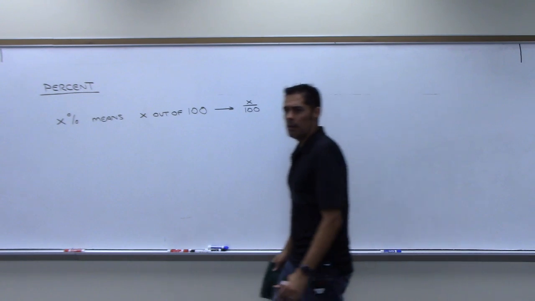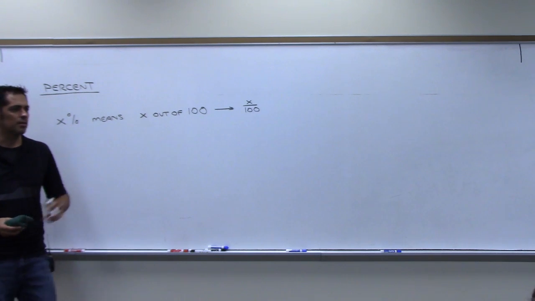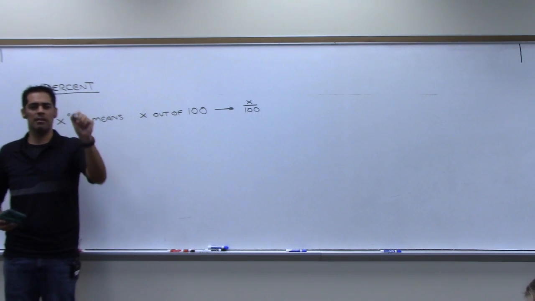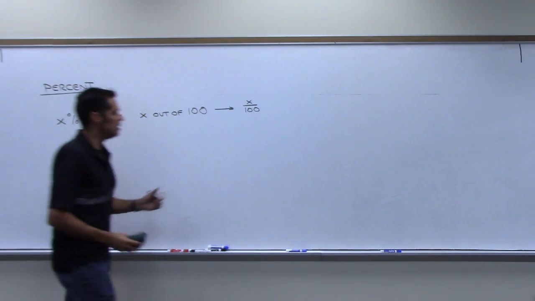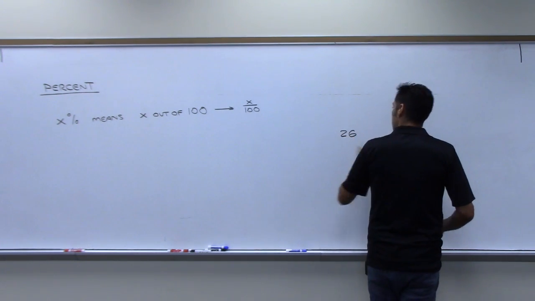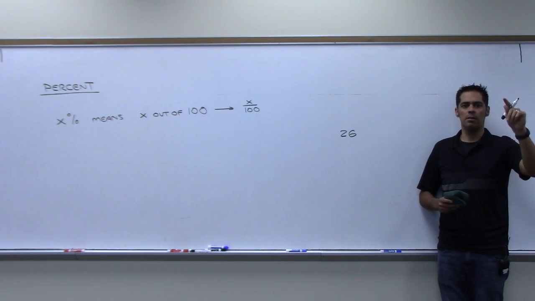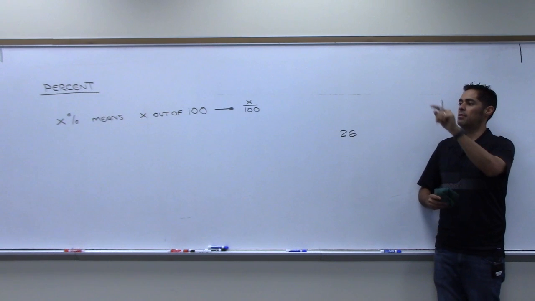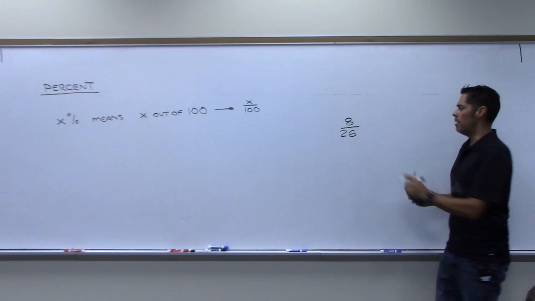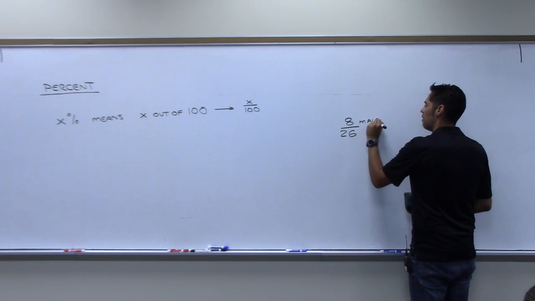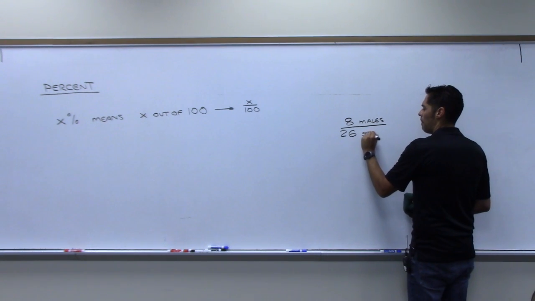So for example, let me count how many students there are here first. 1, 2, 3, 4, 5, 6, 7, 8, 9, 10, 11, 12. 26 students in here right now, okay? Looks like we have more girls than guys. So guys, raise your hands. Where are you? Okay, 1, 2, 3, 4, 5, 6, 7, 8. We have 8 out of 26, right? We have 8, I'll say males, that sounds a little nicer. Males over 26 total students.